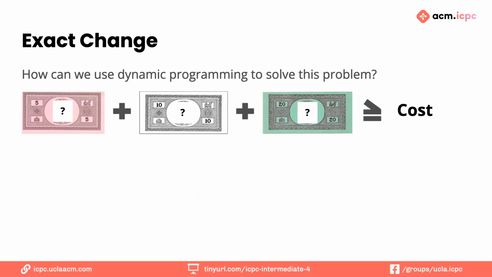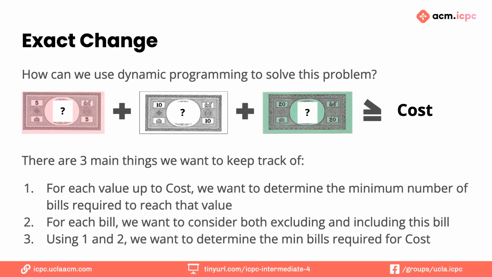Our job is, given a bunch of different values, so you have a bunch of bills, to add them up so that they're greater than or equal to the cost while keeping the minimum number of bills and value. There are three main things we're trying to keep track of. For each of the values up to the cost, as we do in dynamic programming, we build up from the subproblems. We're going to work from value equals 0 all the way up to our cost and even beyond, and we want to determine the minimum number of bills required to reach each of those values.